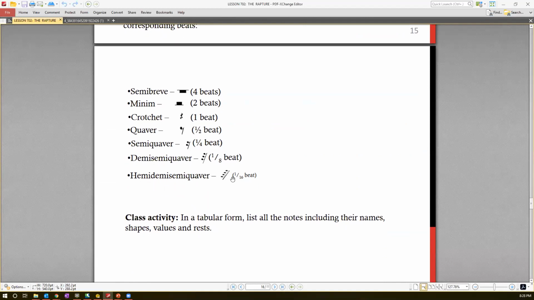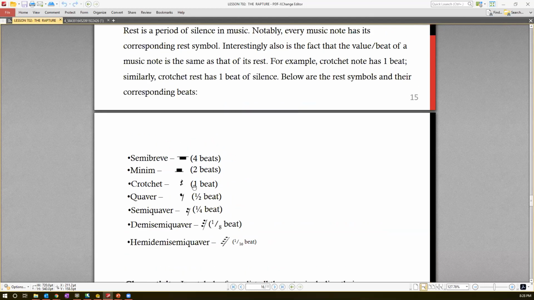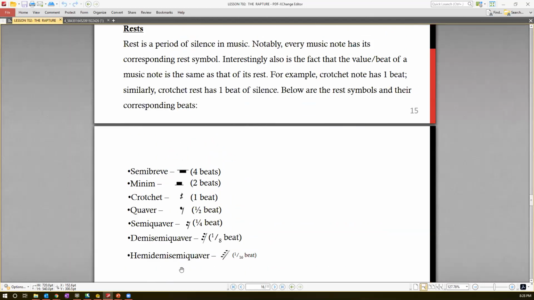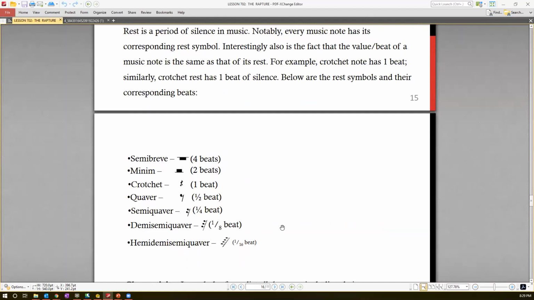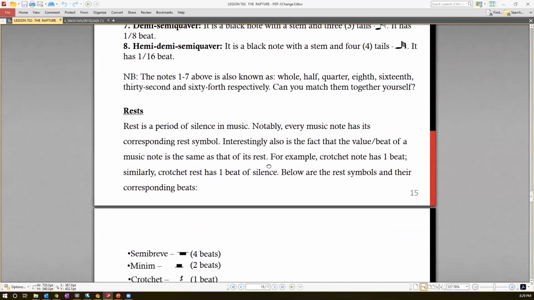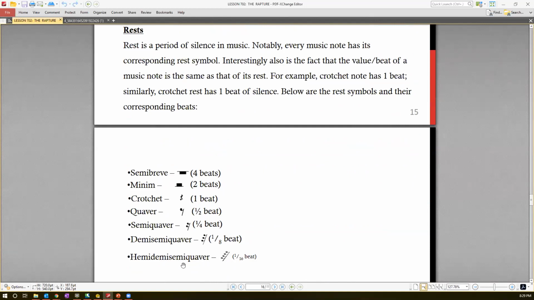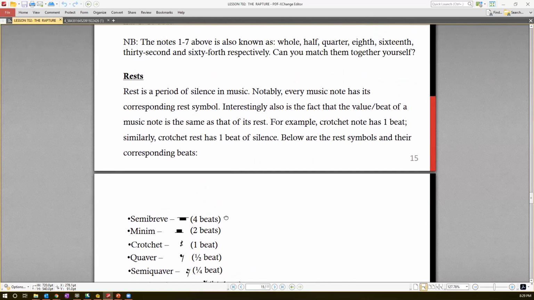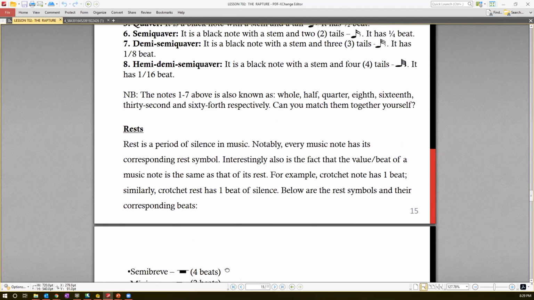We actually have a 32nd beat. Last time I checked, it was a hemi-demi-semi-quaver, but that's something we can have a look at. We can go and check the name of a 1 in 32 beat rest. Alternatively, we can call that a 32nd rest.